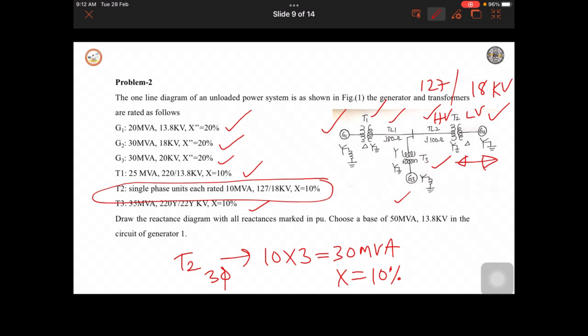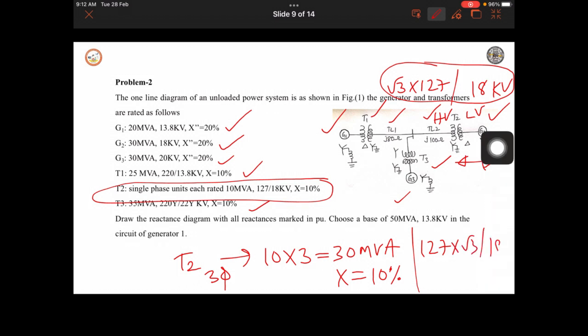Now if you see this properly, the LV side is 18 kV, it is delta, and the star side is HV. Whenever they have star, we should multiply with root 3 in order to get the 3 phase rating. So now the voltage is 127 into root 3 bar 18 kV. This is the 3 phase rating of transformer 2.